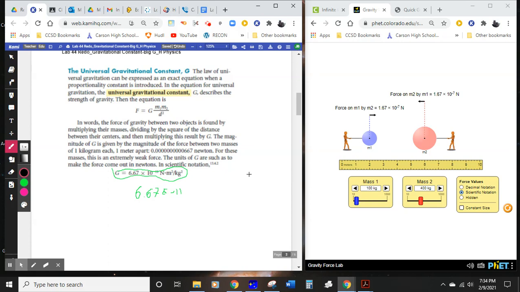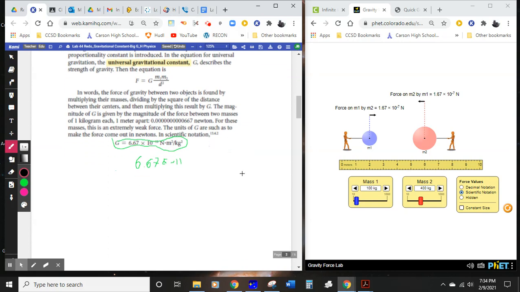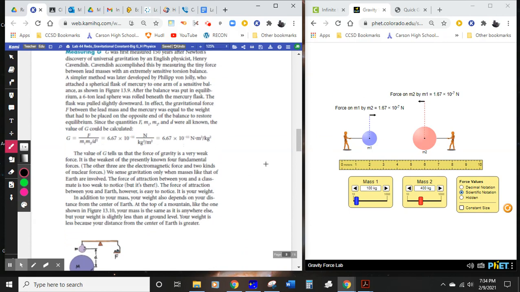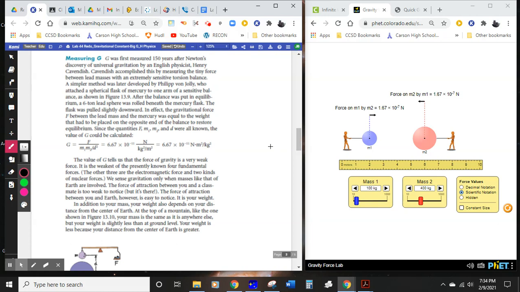All right, we'll let you read this and scroll down some more. This is the experiment that was performed after Newton passed away. Actually 150 years after Newton's discovery, some guy named Cavendish and some other people came up with an experiment in which they were able to calculate what big G was. So read this and take a look at the apparatus that they used.